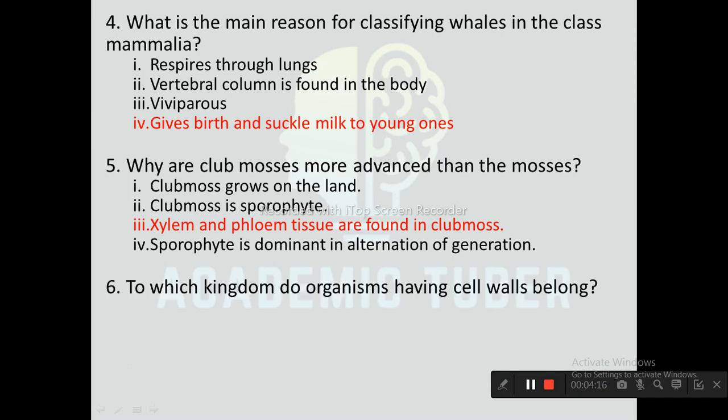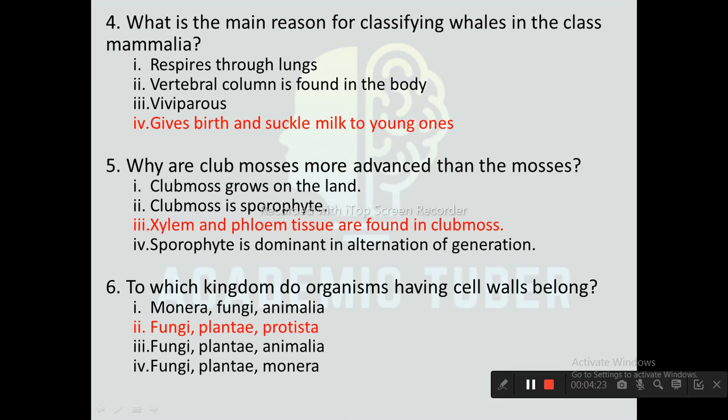Next one is, to which kingdom do organisms having a cell wall belong? And the options are: Monera, Fungi, Animalia. Next one is Fungi, Plantae, Protista. Third one is Fungi, Plantae, Animalia. And next one is Fungi, Plantae, Monera. And the correct option is option second, that is Fungi, Plantae, Protista. Sorry, for this question the right option is option number 4, that is Fungi, Plantae and Monera.